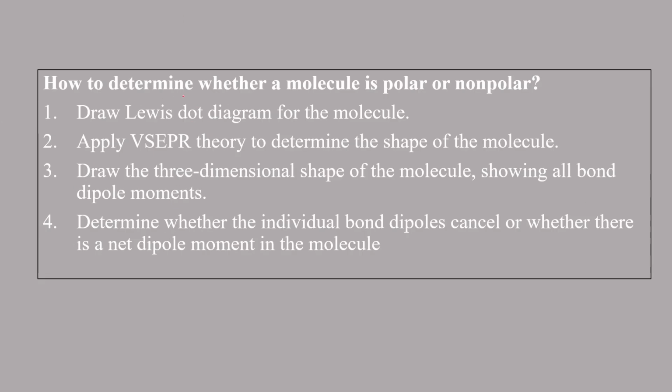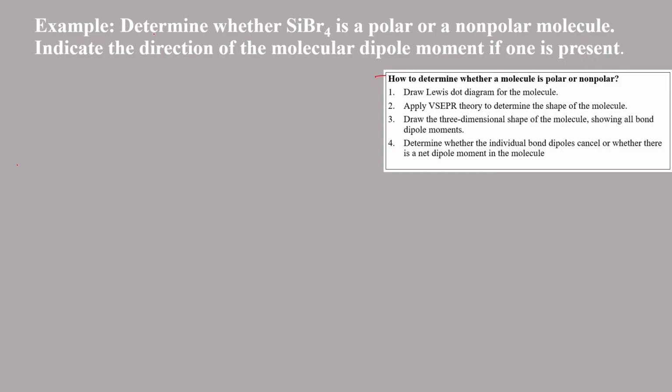Here we have some steps on how to determine whether a molecule is polar or nonpolar. Step number 1 is you need to draw the Lewis dot diagram. Step number 2 is you will apply VSEPR theory to determine the shape of the molecule. Then you will draw the three-dimensional shape of the molecule and show all bond dipole moments. You will do these bond dipole moments with the help of electronegativity. If there is a difference, there will be a bond dipole. Then you will determine whether the individual bond dipoles are canceling or giving you a net dipole moment for the molecule. If they give you a net dipole moment, then the molecule will be polar. Let's do this example.